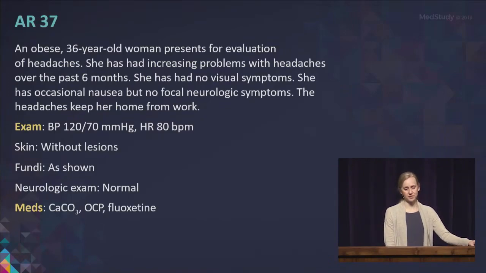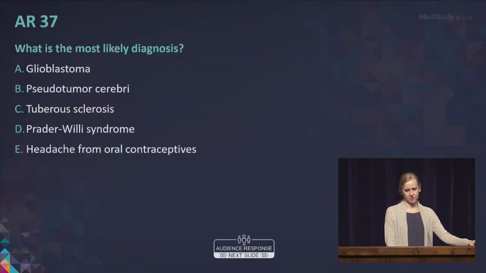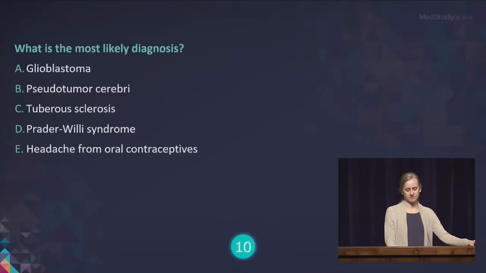Her blood pressure is 120/70. Her heart rate is 80. Her skin shows no lesions. Her fundi, I'll show you in a minute. Her neurologic exam is normal, and she's on calcium carbonate, OCPs, and fluoxetine. That's her ophthalmologic exam. What is the most likely diagnosis?